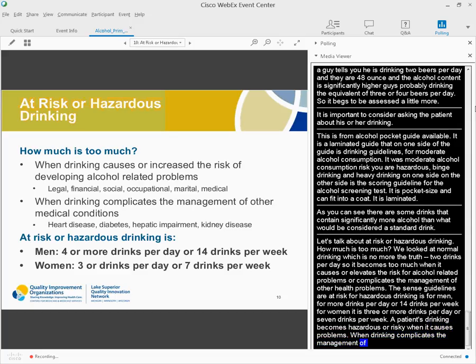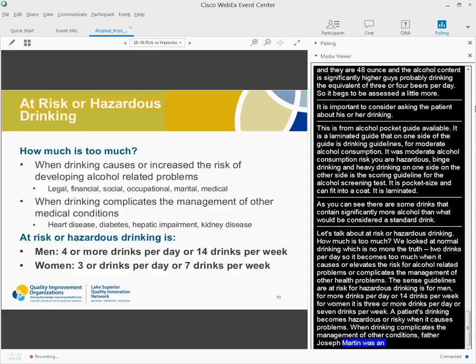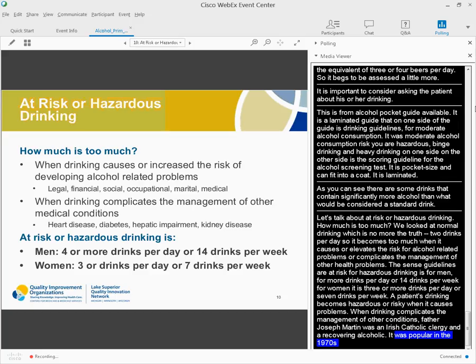Father Joseph Martin, also known as Father Martin, was an Irish Catholic clergy and recovering alcoholic. Father Martin was popular in the 70s and 80s, and he was all over the place when I was coming up in this field. And every treatment center, outpatient, inpatient, used his films.